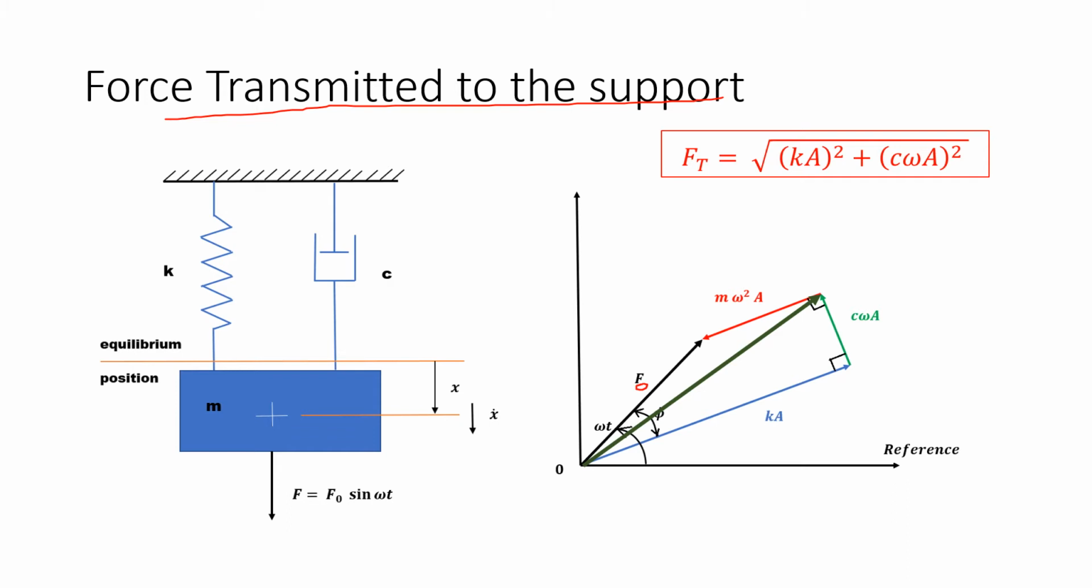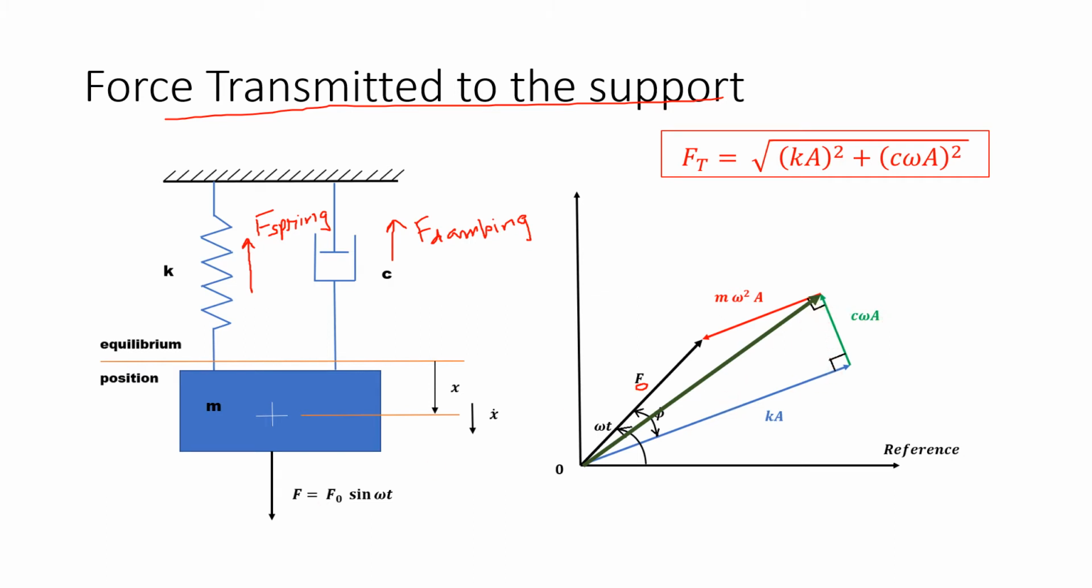Now, from the mass, due to the vibrations, spring force will be transmitted to the support like this, as well as the damper will transmit a force, which is the damping force. It means the support is being subjected to two forces, F spring and F damping. From the vector diagram we know the spring force amplitude is Ka and the damping force amplitude is C omega A. Both these forces are at 90 degrees.